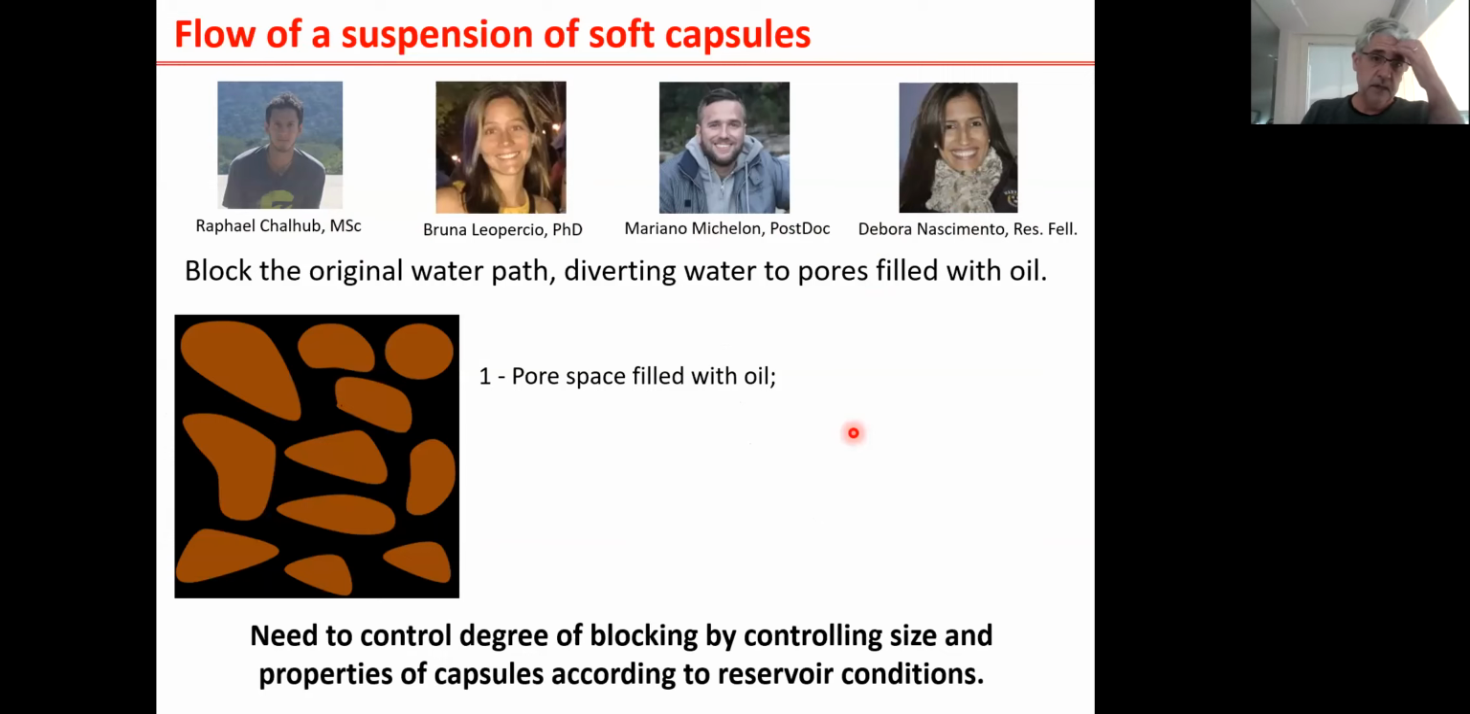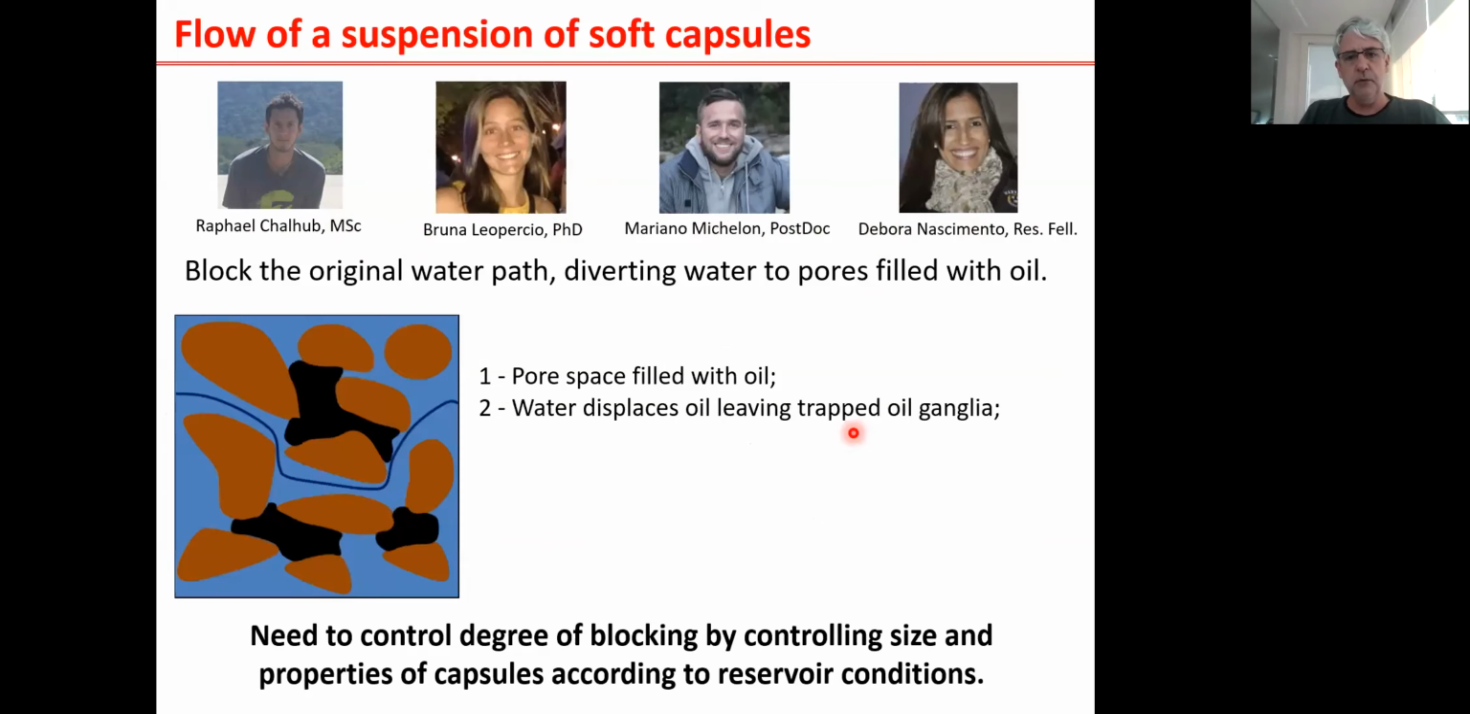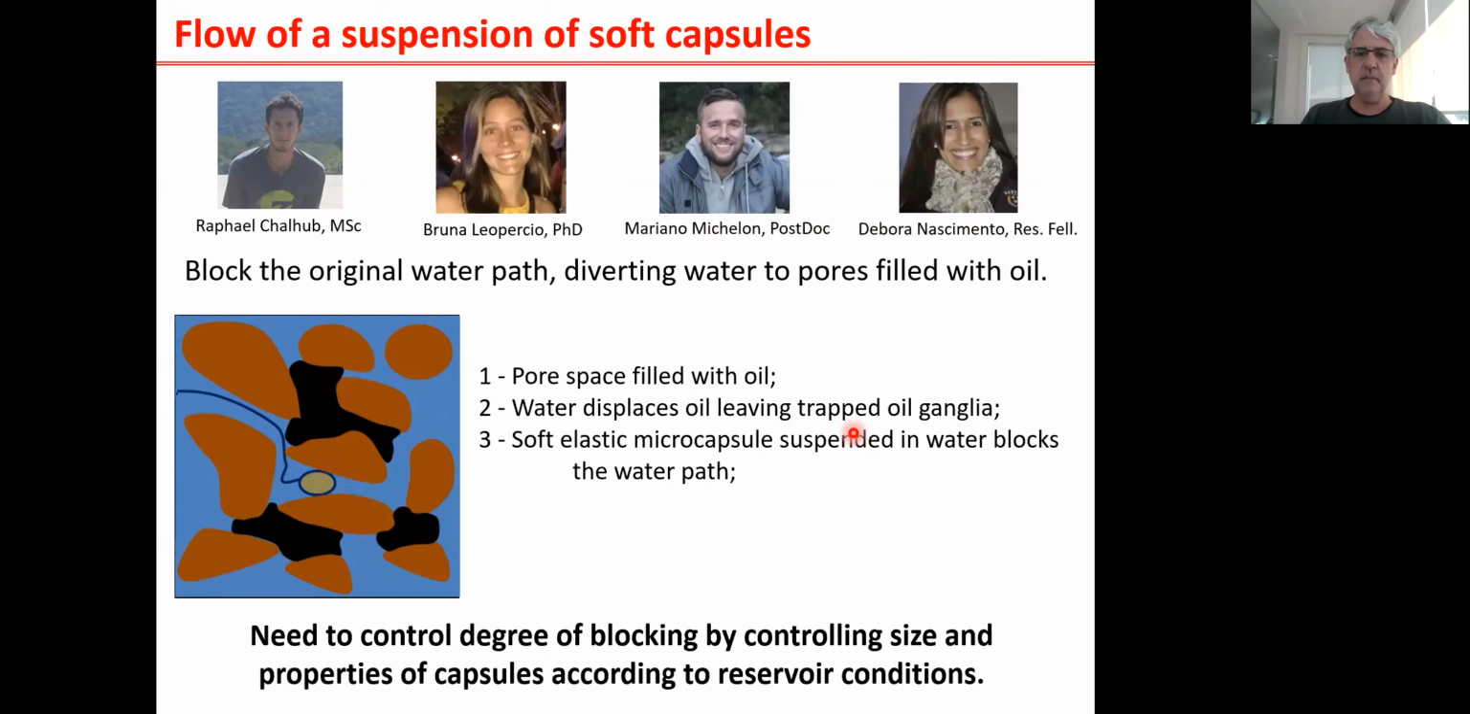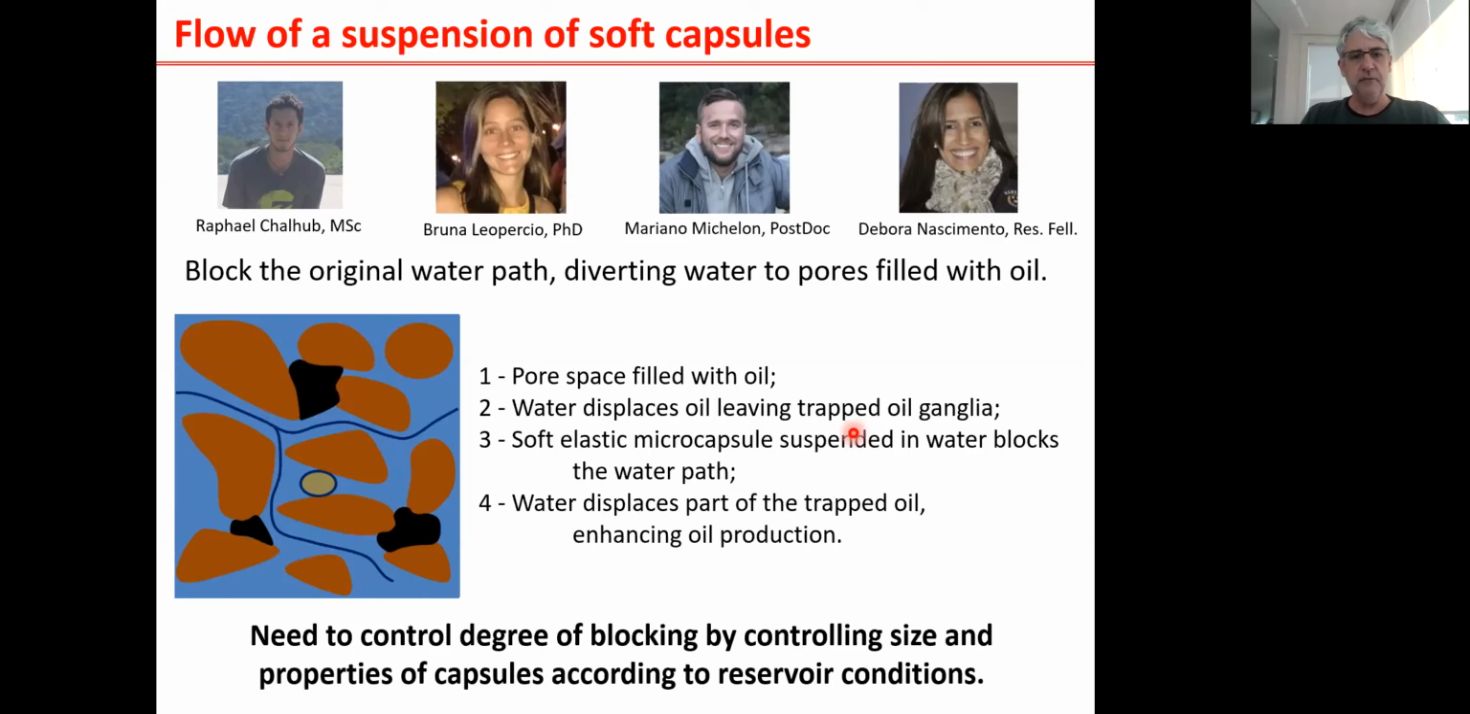The idea here is that if you have a region that's saturated by oil and you inject water, water will displace that oil but leave trapped oil ganglia. But if we use a soft elastic microcapsule suspended in the water phase to block the preferential water path, it will divert water to a different flow path, and that flow diversion will mobilize oil ganglia. We need to control the degree of blocking by controlling the size of these capsules so they don't just get filtered out of the porous media. You want them to invade the porous media, and they need to have the right elastic property to be able to block some of the preferential pore paths.